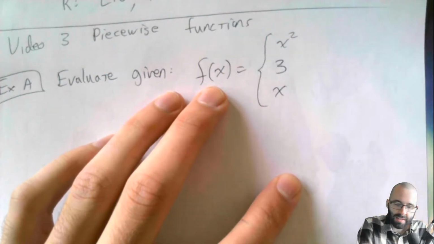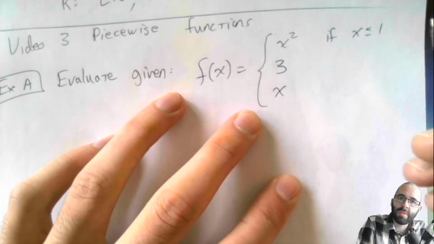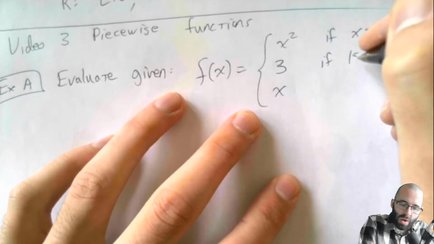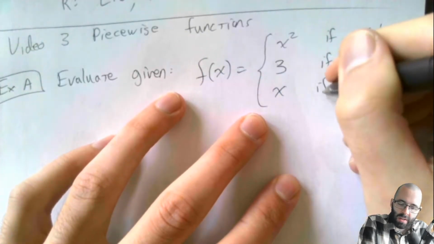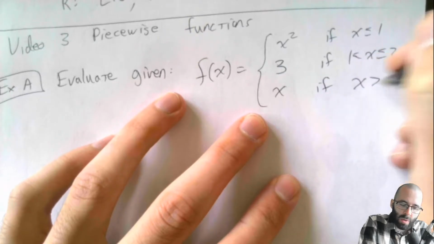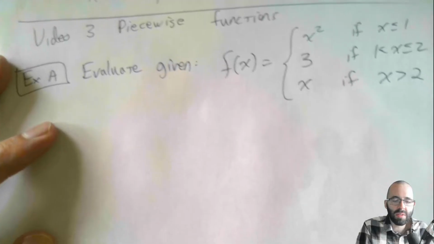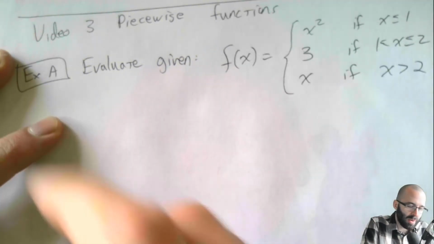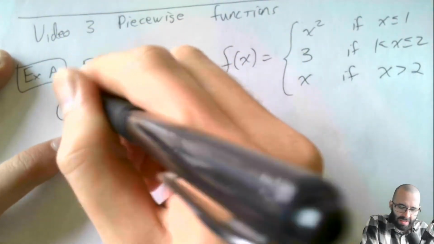So if your input is less than or equal to 1, we're going to use that first piece. If your input is between 1 and 2, we're going to use that second piece. And if your input is bigger than 2, we're going to use that third piece. So I'm going to show you exactly how this all works. And again, the book has some good descriptions on this if you're feeling uncomfortable with piecewise functions, you want to see it more. So example A, part A, find out what f of -4 is.